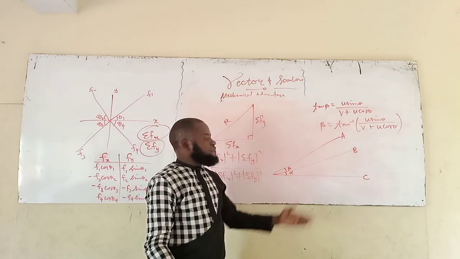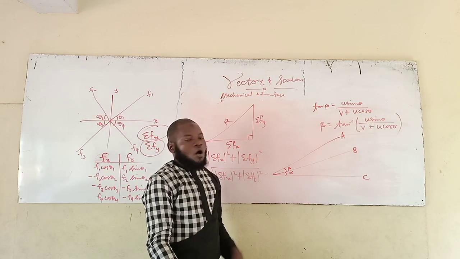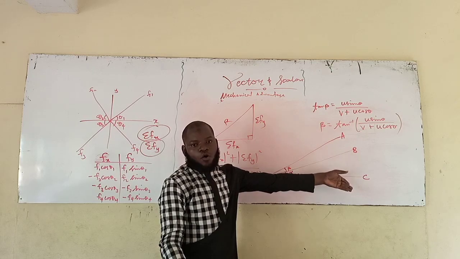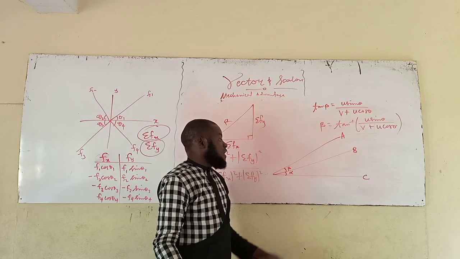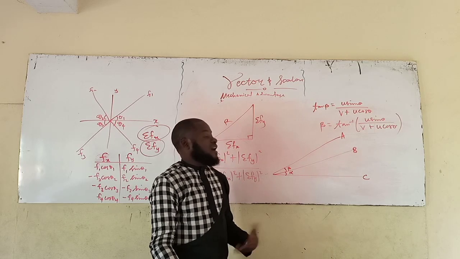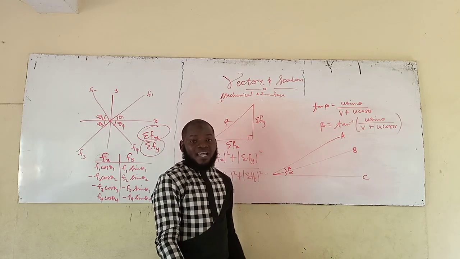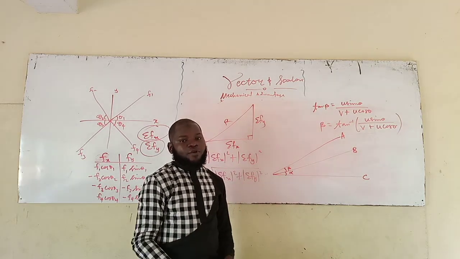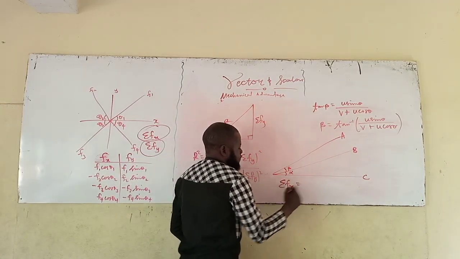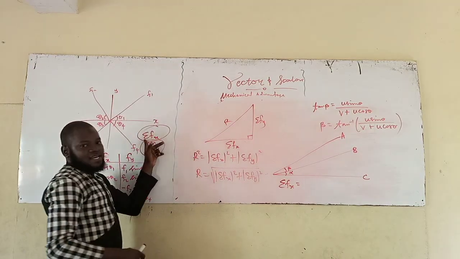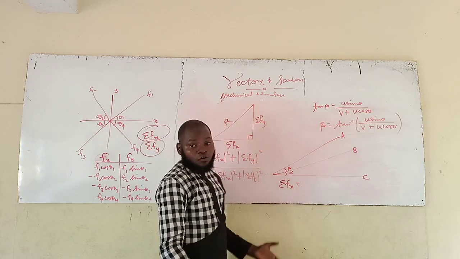Now, JAMB can say, find the resultant of the horizontal component. Are you getting this now? Or what will be the total force along the horizontal component? Or they can ask about the resultant. Those are the things they want to ask about: the horizontal only. If they're asking about the horizontal component only, you don't need to stress yourself. Just say summation of F of x. I told you earlier that the summation of F of x is the resultant of the horizontal component.